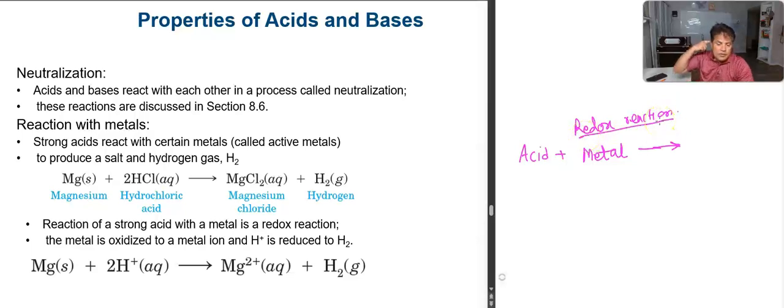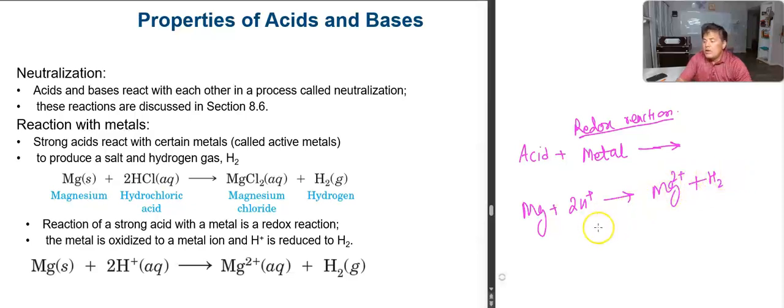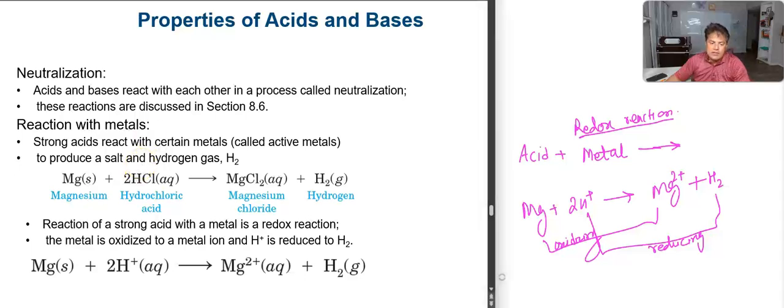Redox reaction. For example, Mg plus 2H+ gives you Mg2+ plus H2, right? Look at that. Magnesium is oxidizing and hydrogen is reducing, because its oxidation number decreases. So this is reducing, this is oxidizing. That is not the acid-base reaction, not the neutralization, that is the redox reaction. Acid and metal, that is a redox reaction.